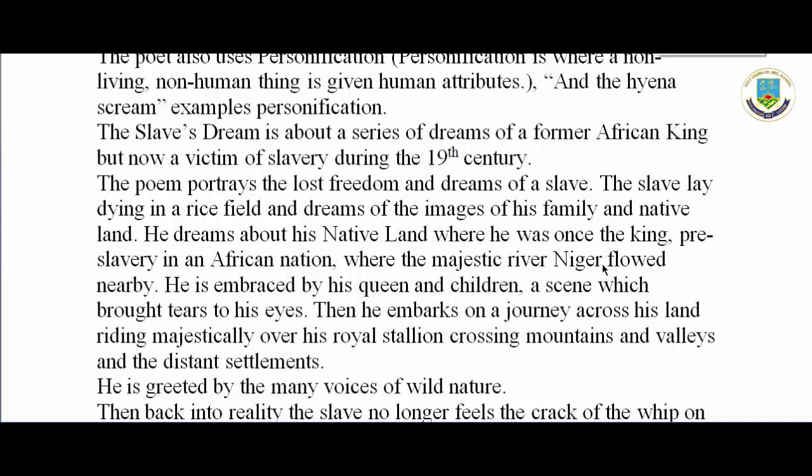Okay, river Niger, the name of a river in Western Africa. He is in his dream. He is embraced by his queen and children, a scene which brought tears to his eyes as he lay unconscious in the rice field. And then he embarks on a journey across his land. Okay, in his dream, he embarks on a journey across his land, riding majestically on his royal stallion, crossing mountains and valleys and oceans and distant settlements.